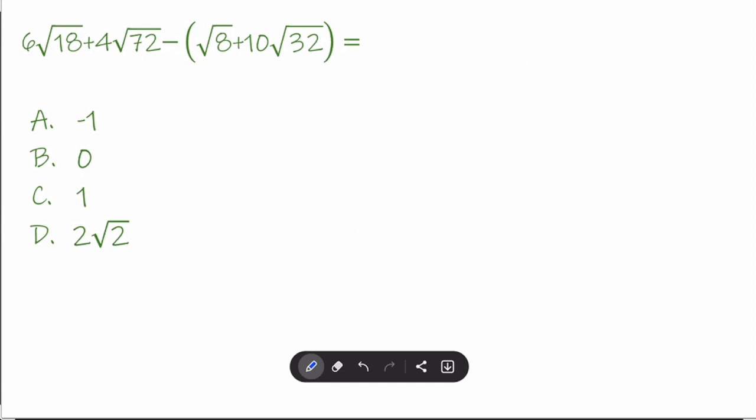So we're going to solve this math problem. This is a math problem coming from an SAT reviewer.